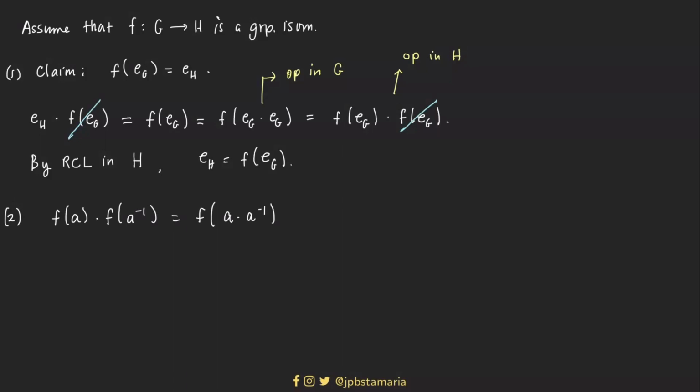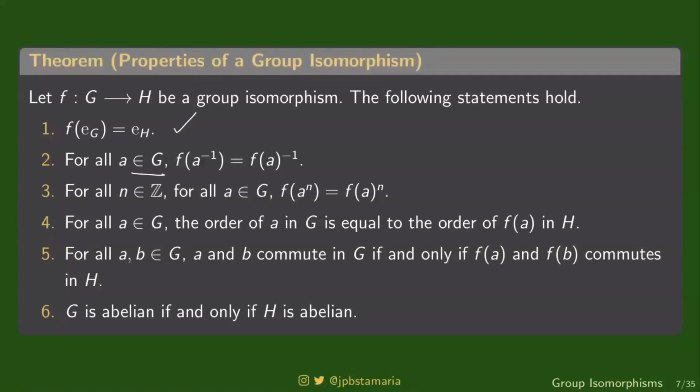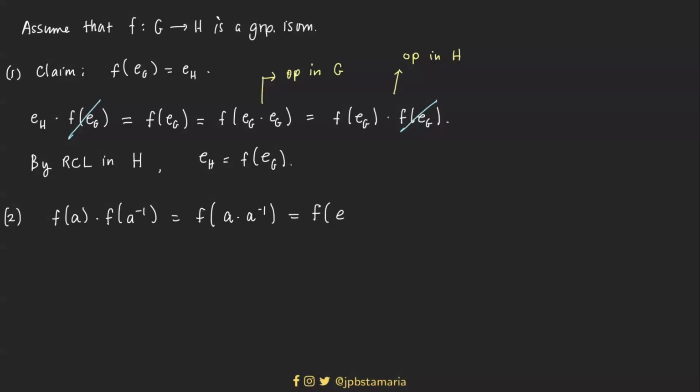Now, A times A inverse is equal to, saan equal yung A times A inverse? Ni G or ni H? Nasaan ba si A? Si A ay nasa G. So, meaning to say, yung A times A inverse will give you the identity of G. Now, what is F of EG? It's EH by number 1.